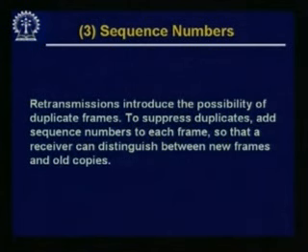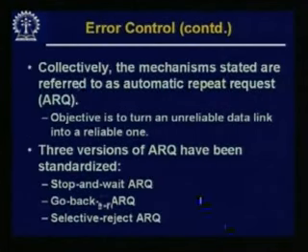Collectively the mechanisms stated are referred to as automatic repeat request, ARQ. The objective is to turn an unreliable data link into a reliable one. Three versions of ARQ have been standardized: stop and wait ARQ, go back N ARQ, and selective reject ARQ. Then we have the stop and wait ARQ, which is based on the stop and wait flow control technique.